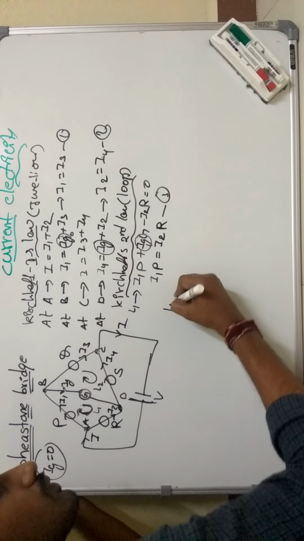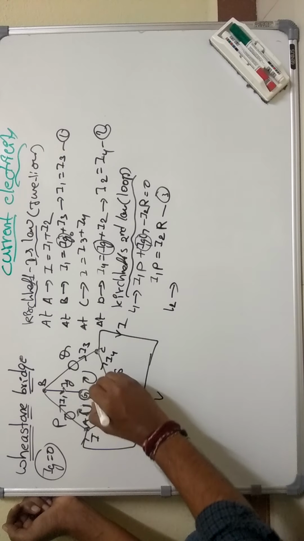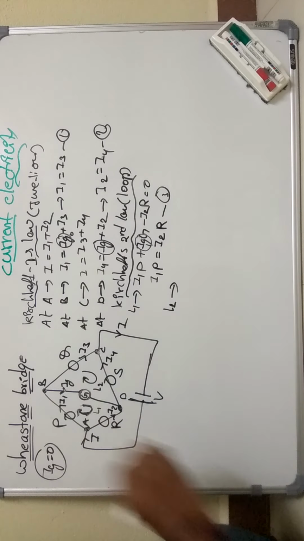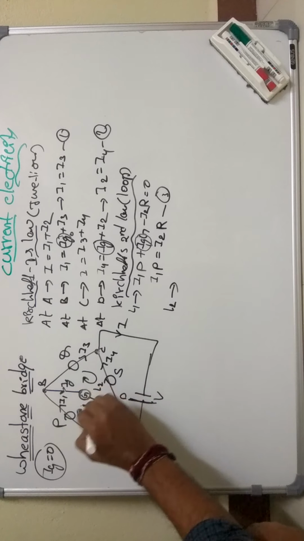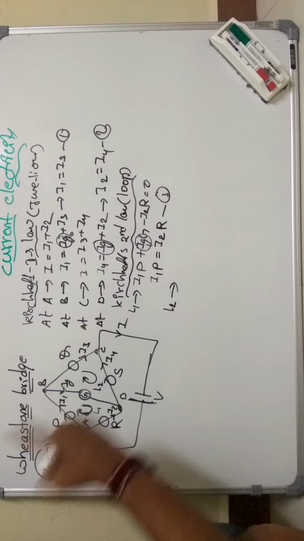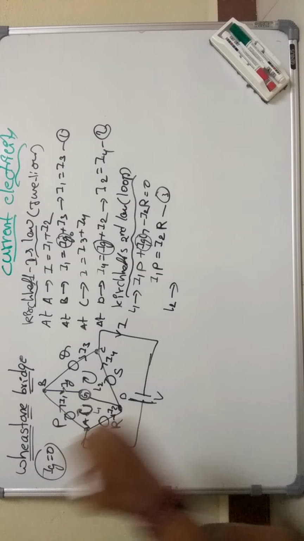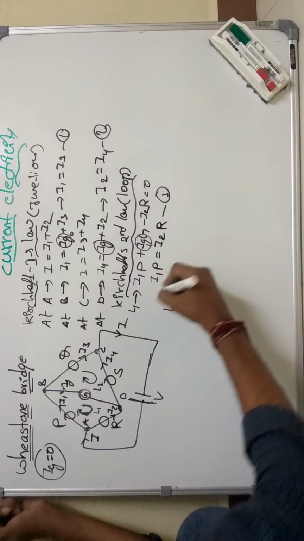For loop L2, I am taking the same clockwise direction in loop L2 also. Just remember that one rule: if you apply clockwise, both loops should be applied in the clockwise direction. If you want to apply anti-clockwise, both should be anti-clockwise. So just apply that, then you will get the answer.